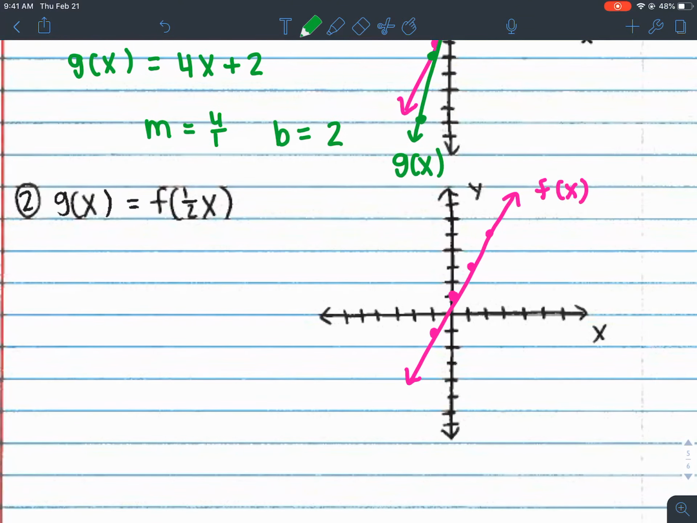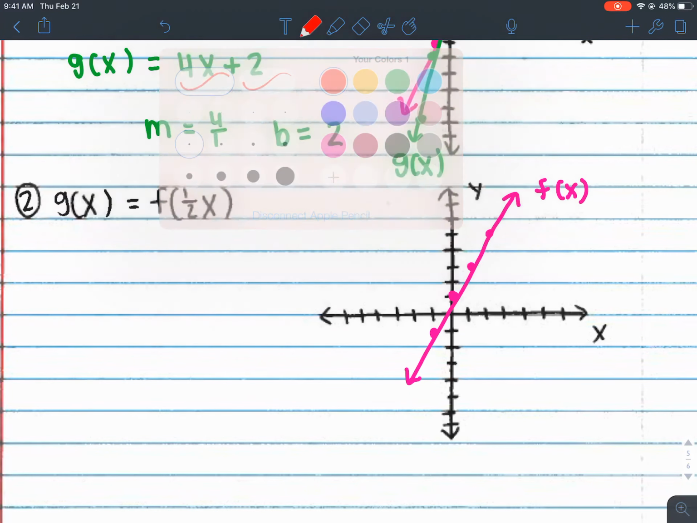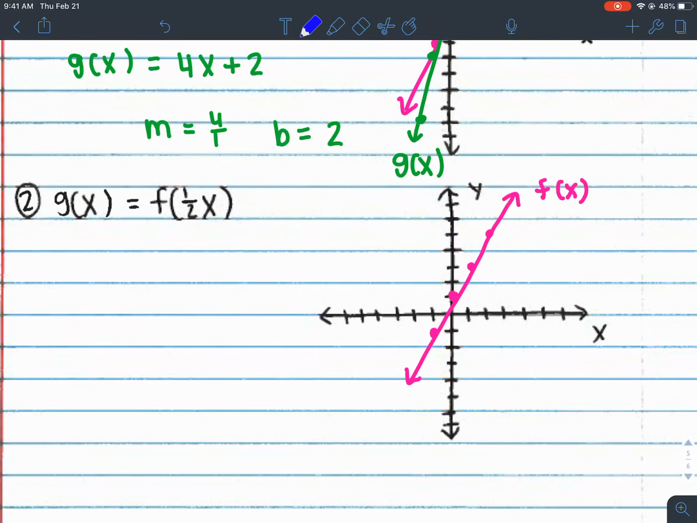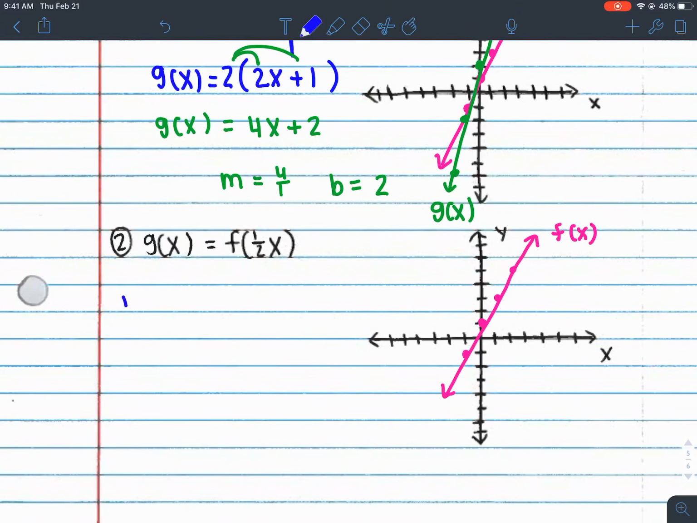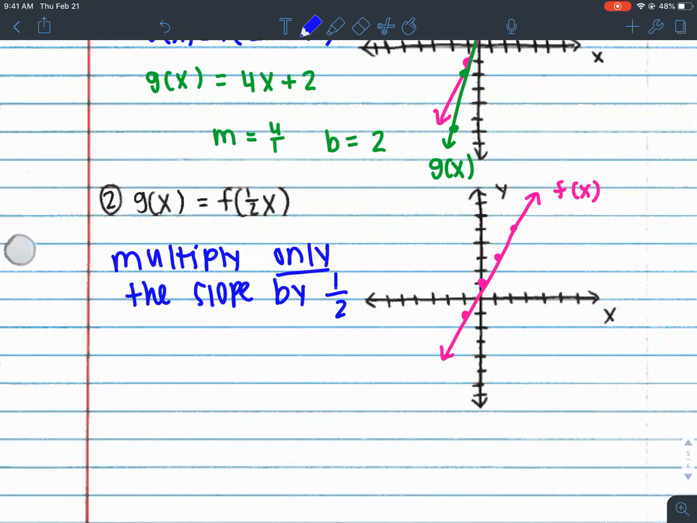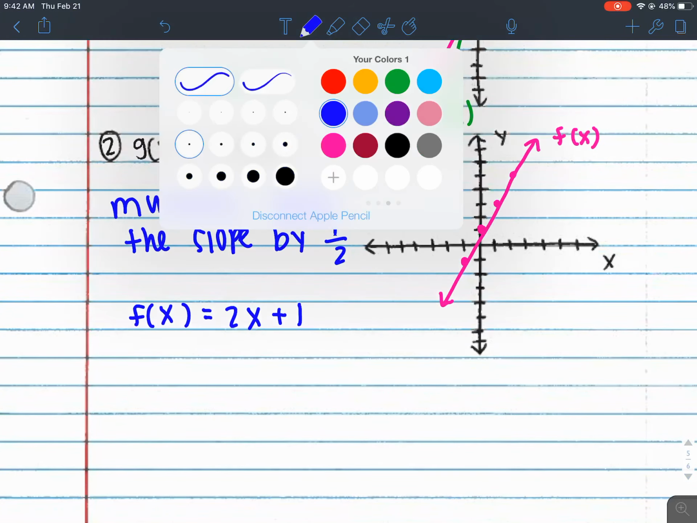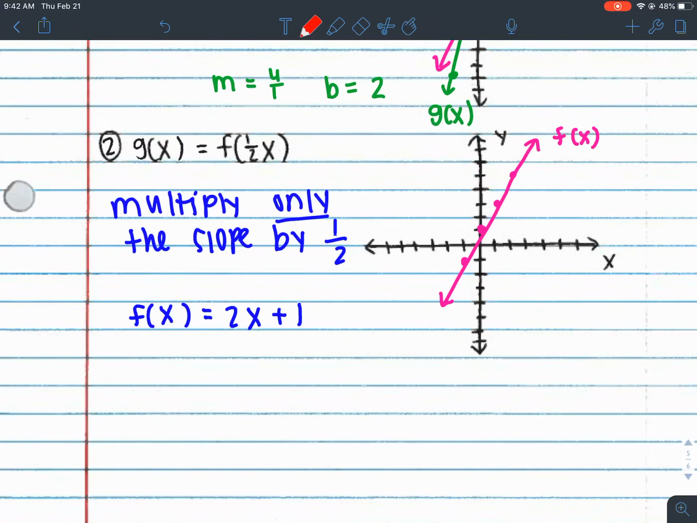And then the last one, we have g of x equals f of 1/2 x. Now that number is on the inside, so it's only going to multiply my slope by 1/2. Okay, so multiply just the slope only by 1/2. Okay, so my original function, I have f of x equals 2x plus 1. So in my new function, my g of x, I'm going to multiply the slope by 1/2.